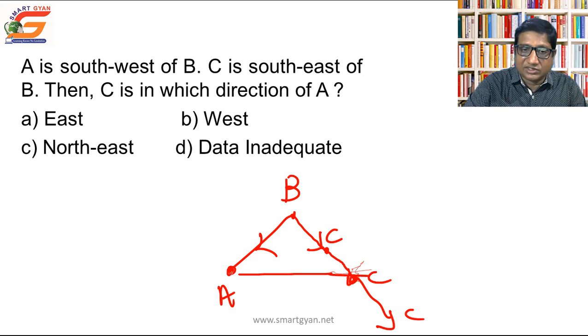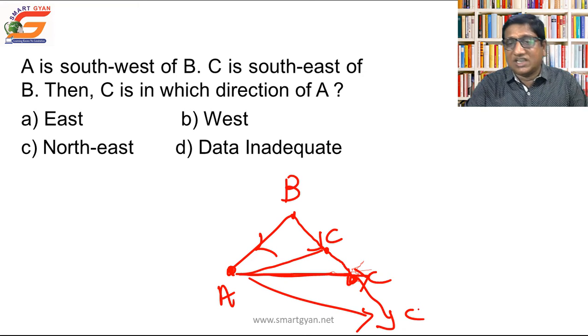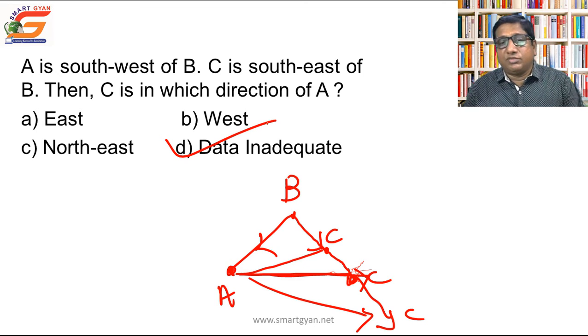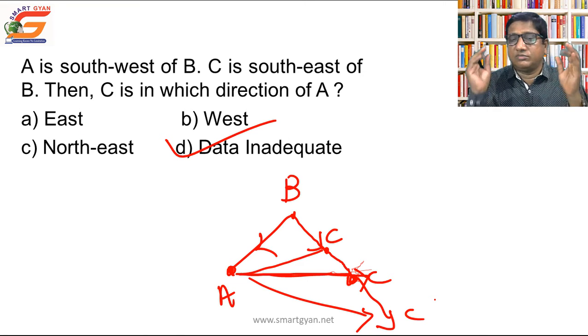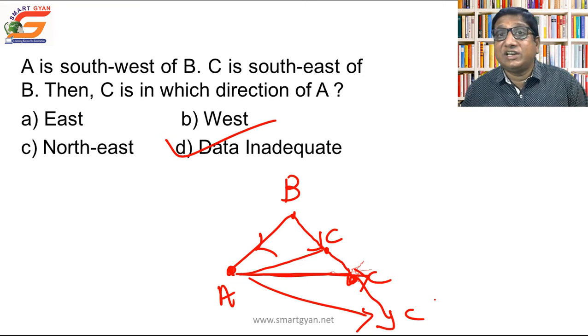Suppose A is fixed, then C is in the northeast. If this is the position of C, this will be east. If this is the position of C, this will be southeast. So, three different situations will arise. Clear? So, that is why the answer will be data inadequate. But instantly students rush to east as it is given in choice 1, but that is a wrong answer. Be careful for this type of misleading questions.